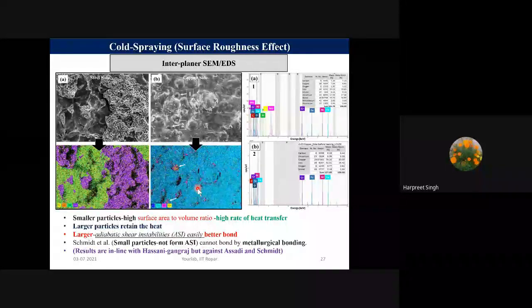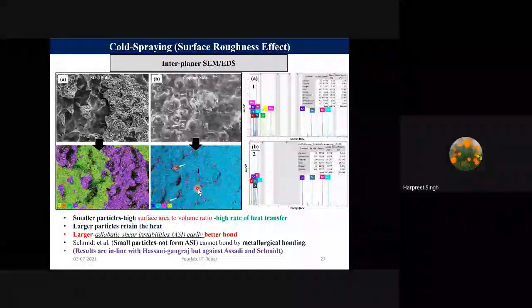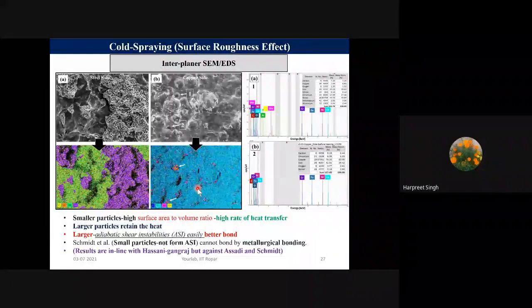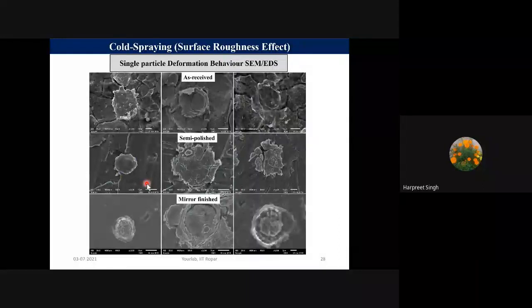So we were in line with their ideas, but Asadi and another group have some other thought process in this. Anyway, the bonding we could establish very nicely through SEM images. That is something which is there.